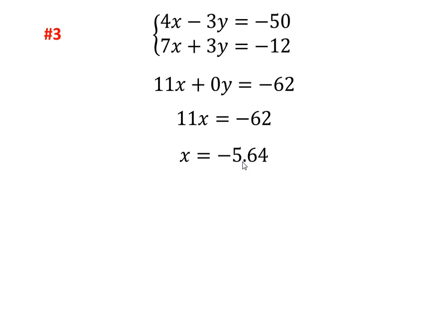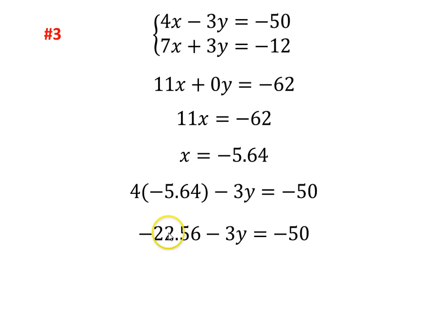We're not done because we have to find out what y is. So take out your calculator because we're going to need to plug in -5.64 for x, and this equation right here that just popped up is the top equation from the original system. The difference is I don't see an x here. I see a -5.64. How come? Yep, because x is -5.64. That's what we found out. So we do the arithmetic here, and we get -22.56. That comes from doing 4 times -5.64. Minus 3y equals -50.